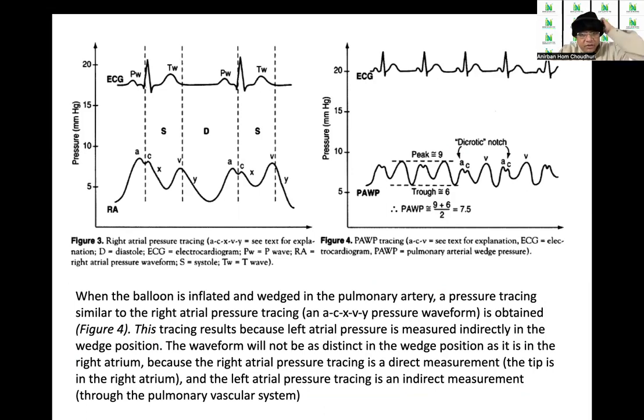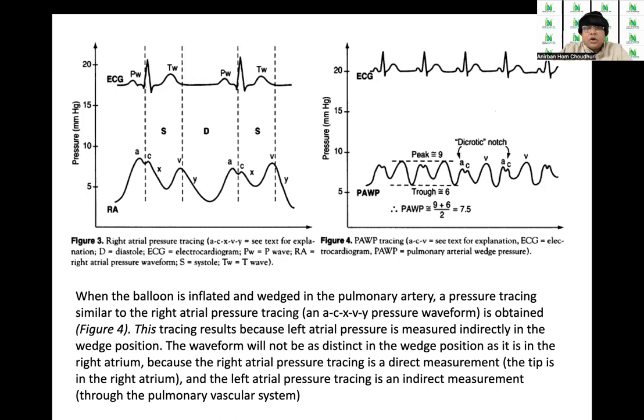This tracing results because the left atrial pressure is measured indirectly in the wedge position. The waveform will not be as distinct in the wedge position as it is in the right atrium, because the right atrial pressure tracing is a direct measurement, with the tip in the right atrium, and the left atrial pressure is an indirect measurement through the pulmonary vascular system.